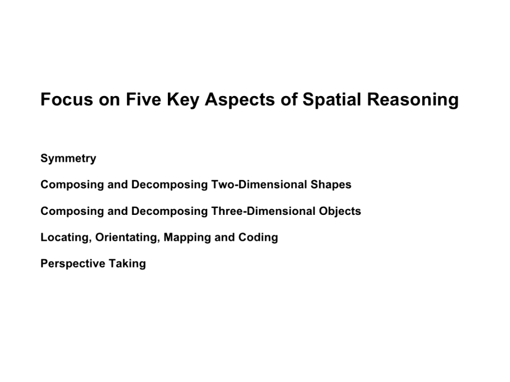All right. So where does spatial reasoning live? We've talked about some of these: symmetry, composing and decomposing 2D shapes, composing and decomposing 3D shapes, 3D objects, locating, orienting, mapping, encoding, and perspective taking. So these are the activities we did in the research project. These are the lessons that are in the Taking Shape book. And if you can get your hands on one, I would really recommend it.